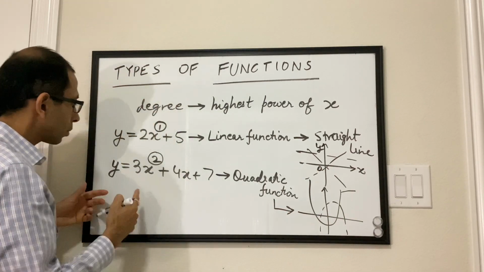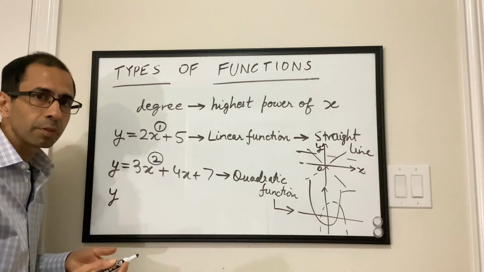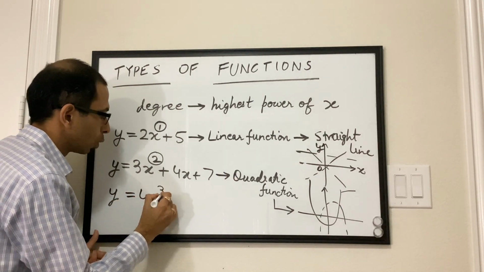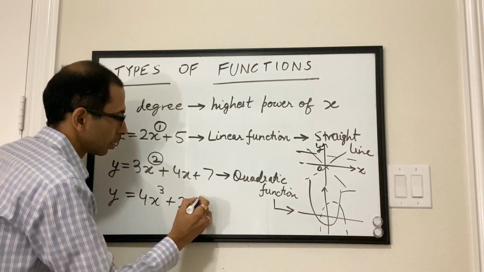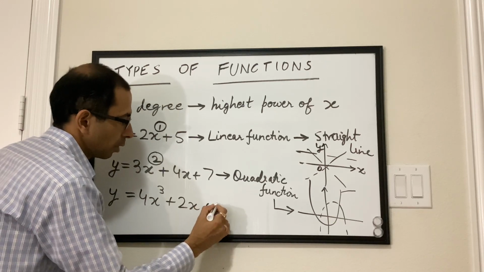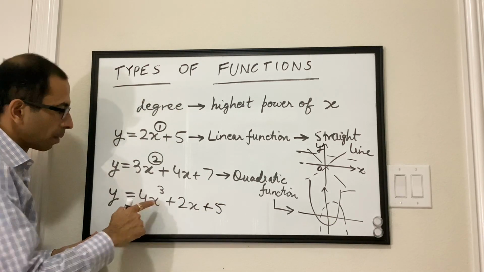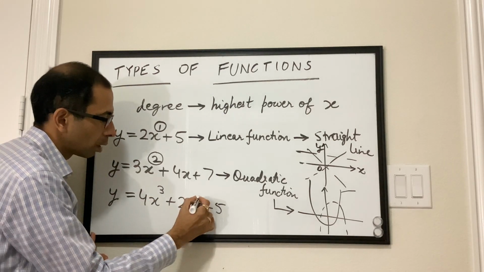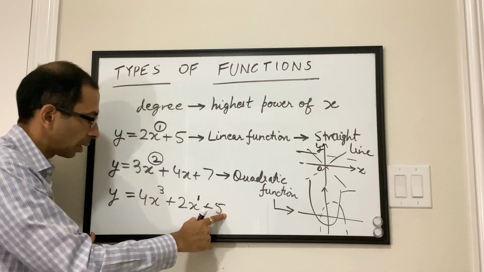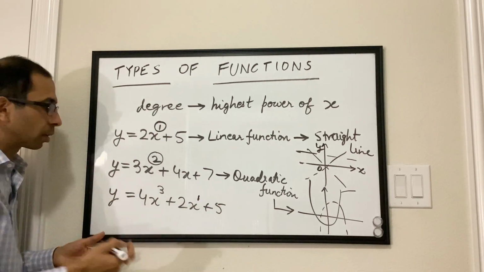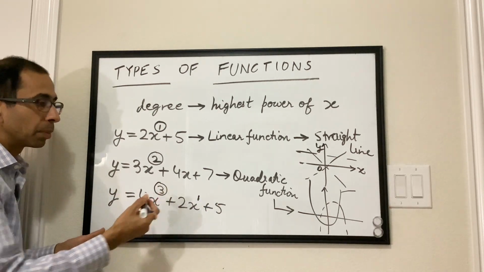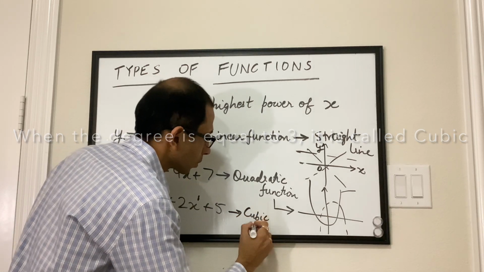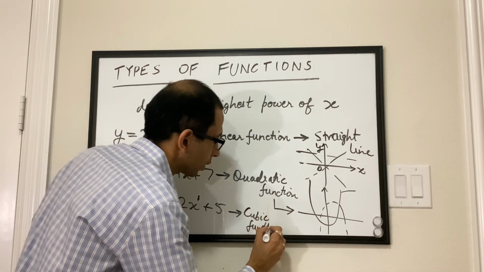Okay. Similarly, you could have a function wherein the degree is 3. Let's say 4x cubed plus 2x plus 5, right? The power of x in this term is 3. The power of x in this term is 1. There is no x-squared term here. So overall the highest power of x is 3, and hence it becomes a cubic function, right? And it will have its own shape.